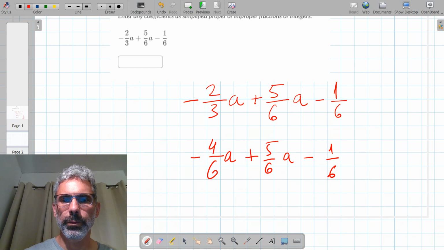And minus 4 plus 5 is positive 1/6. Minus 4 is negative, plus 5 is positive. The result is the difference. 5 minus 4 is 1, and the result is positive because 5 is greater than 4. So this becomes 1/6 a minus 1/6.